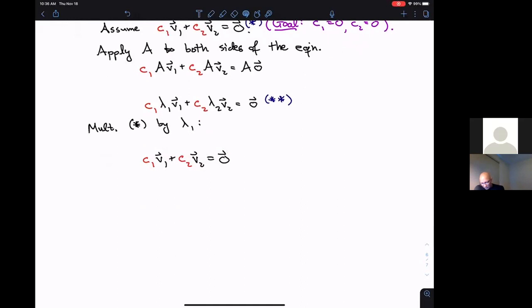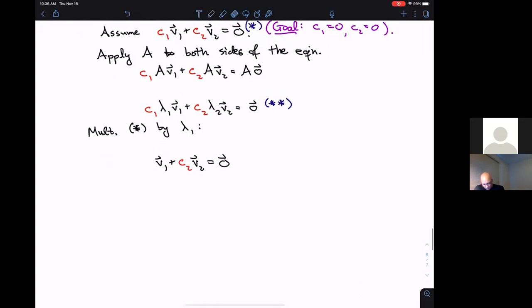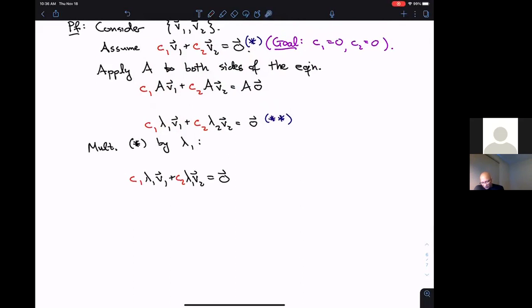So I'm going to get everywhere. I didn't give myself too much room here, so I didn't actually save myself time. So I get a lambda 1, and then I don't want to forget my coefficients that were there. Okay, so I just multiplied star by lambda 1 everywhere. I sort of put the lambda 1s in between the C1s and the C2s, right, and the V's. Okay, fine. But yeah, so I multiplied by lambda 1.